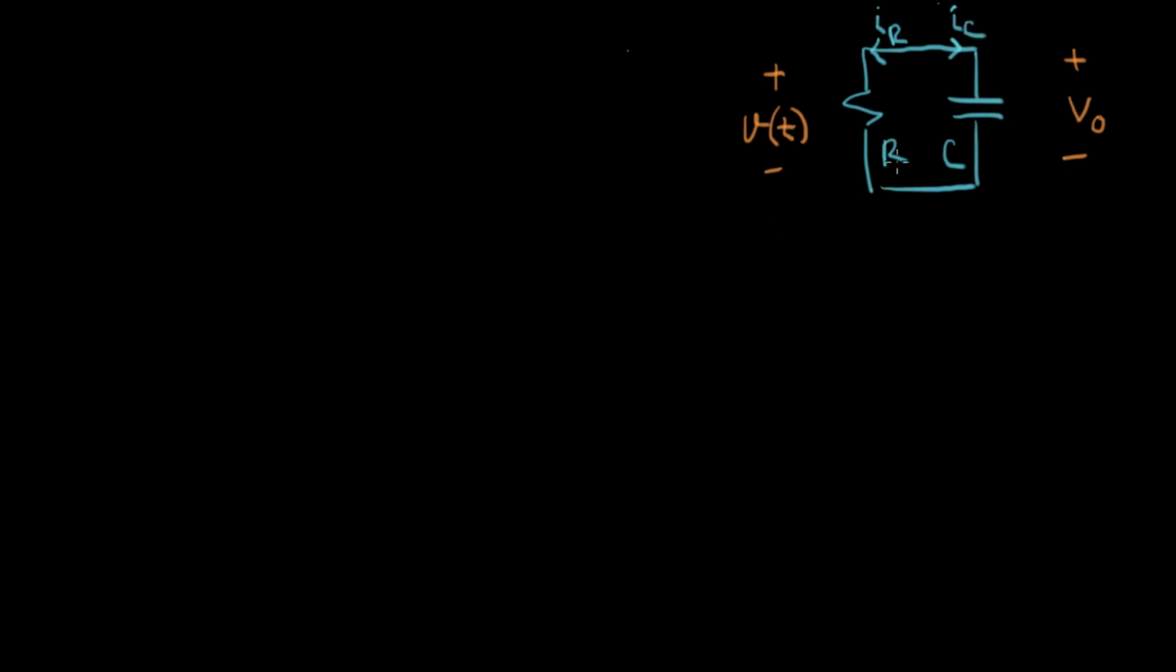So now I'm going to write the two voltage current relationships for these two components. Ohm's law tells me that IR equals 1 over R times V. And the current in a capacitor equals C times dV dt. That's the two currents in our devices.